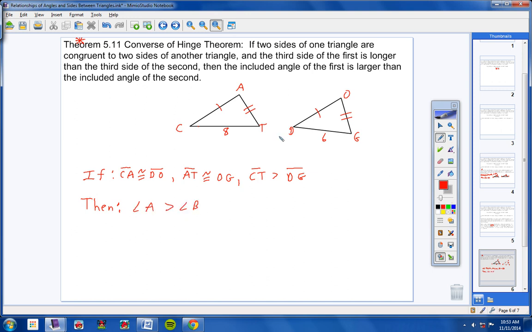Now, guys, you just can't look at two triangles and say, oh, this side here is longer than this side here, so this angle here is bigger than this angle here. You have to have two sides here congruent to two sides over here. And then if one third side is longer than the other, then you can make the conclusion that this angle here is bigger than this angle here. Okay, I'm going to pause for a second, finalize your notes, and then one more comment, and we're finished.